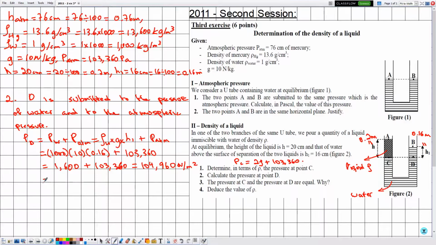And we know that another unit for the pressure, or Newton per meter square, is given by Pascal. So the pressure at the point D is given by 104,960 Pascal. So here let me write that the pressure at the point D is given by 104,960 Pascal.